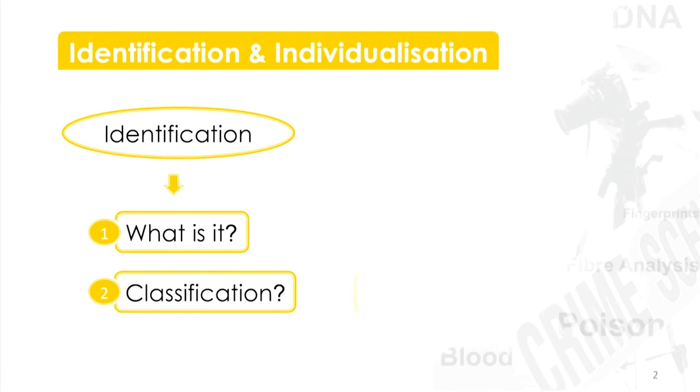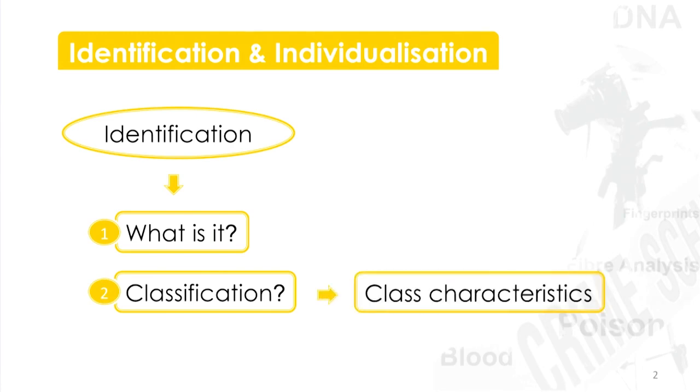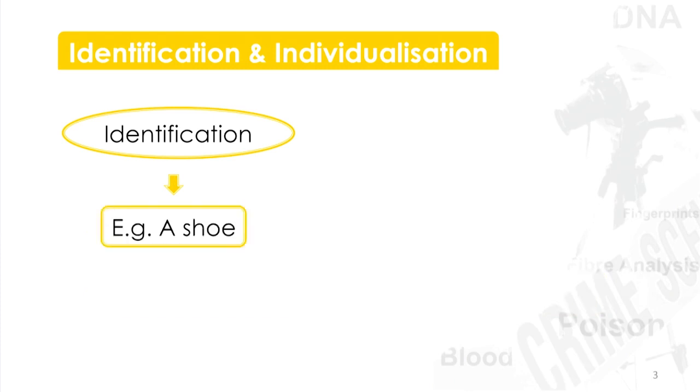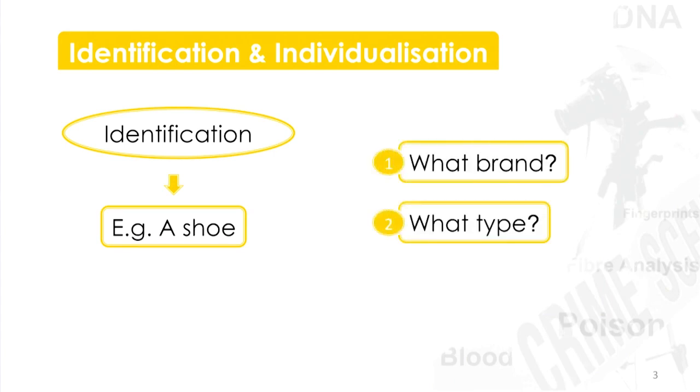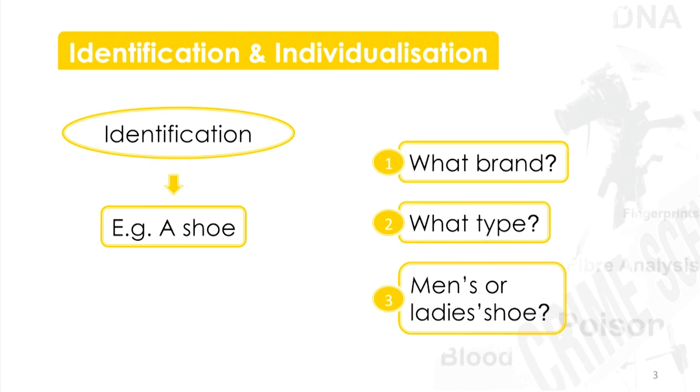So this is class characteristics. These are characteristics that put an object in a certain subgroup or class. However, it doesn't mean we're going down to determining a single source for that object. An example, for instance, would be a shoe. A shoe is obviously a shoe, but what brand of shoe is it? What type of shoe is it? Is it a man's shoe or a lady's shoe?